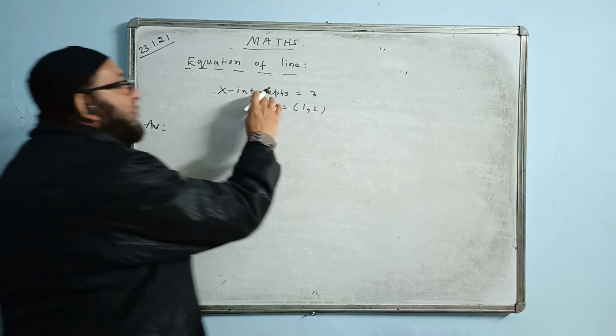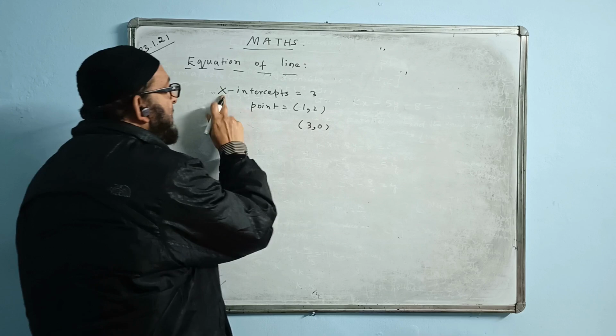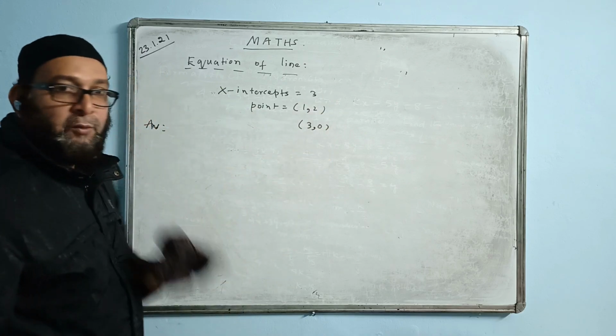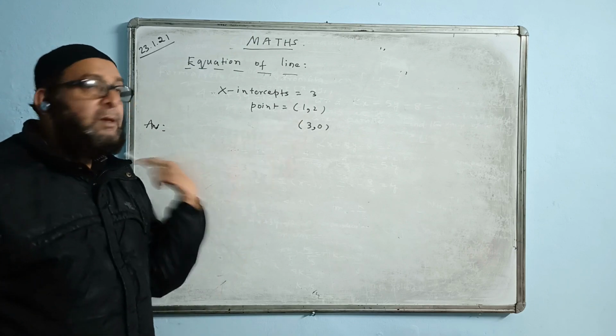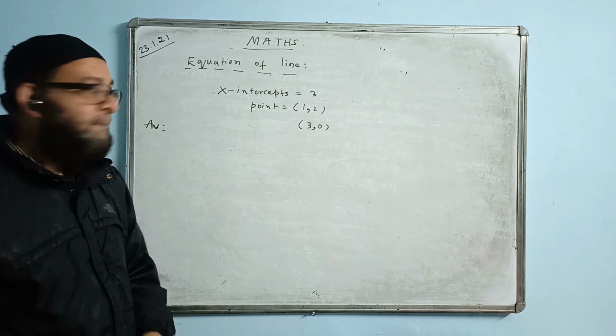This intercept I will change into a point. That point will become 3, 0. X-intercept 3, 0. 2 points are known, and just now the way I formed the equation of the line, you will find the same way. First find the slope, then take any one of the points and form the equation. Is it okay?